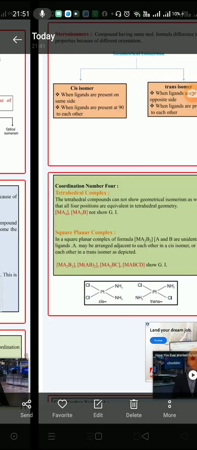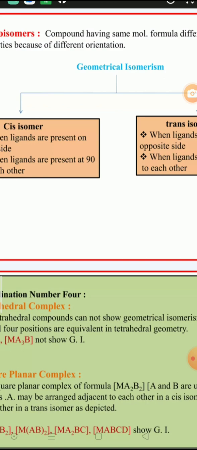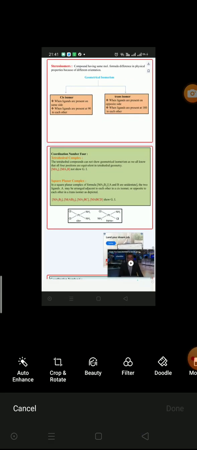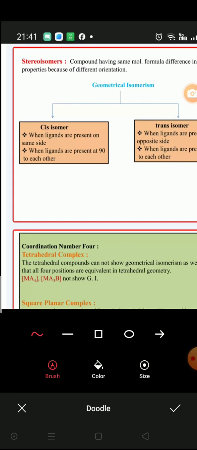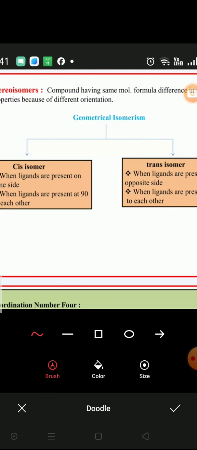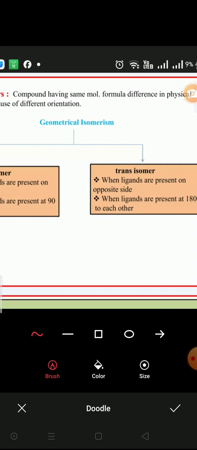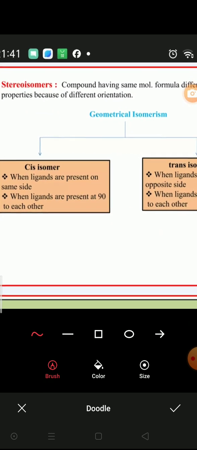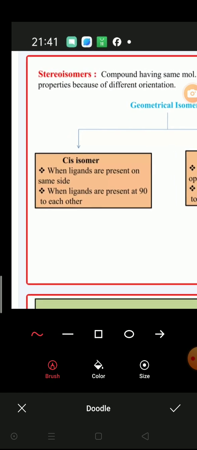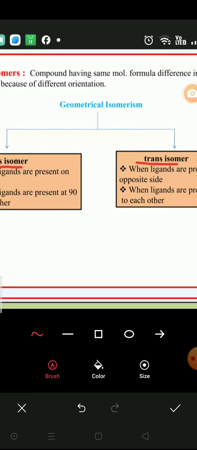So, moving ahead, geometrical isomers or geometrical isomerism is of two types. One is cis and the other one is trans. You can see in the figure what stereoisomerism is. Compounds having the same molecular formula but a difference in physical properties because of different orientation. So, geometrical isomerism is of two types. One is cis isomer and the other one is trans isomer.